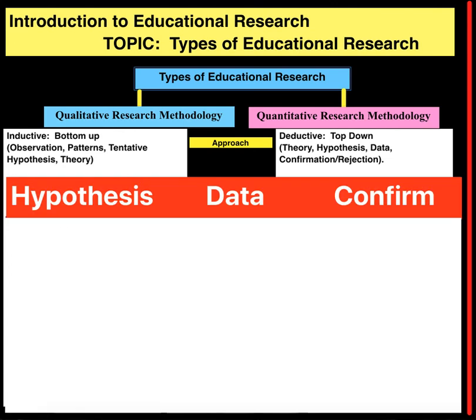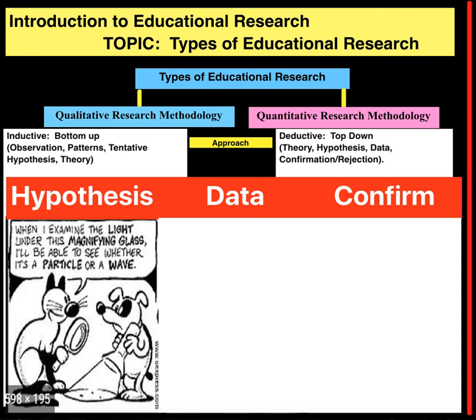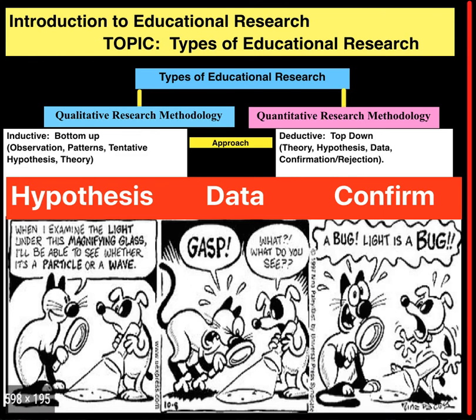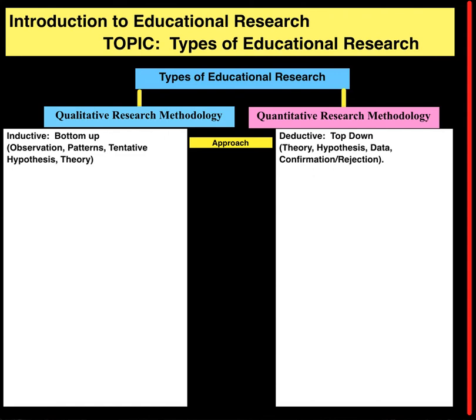And here's a silly little example. The hypothesis: when I examine light under the magnifying glass, I'll be able to see whether it's a particle or a wave. So the cat, as the scientist, is proposing an experiment: examine the light under the magnifying glass and see whether it's particle or wave. So the researcher examines the light, and his colleague says, what do you see? And the researcher says, a bug. Light is a bug. So he rejects his initial hypothesis and assumes light is a bug. Now, that's just a silly example to demonstrate the top-down method. There is a hypothesis, then there is data collection, and then a confirmation or rejection of the hypothesis.